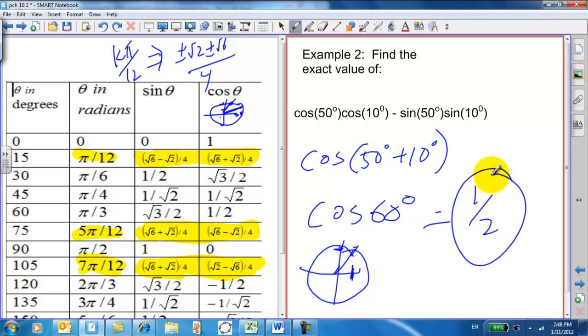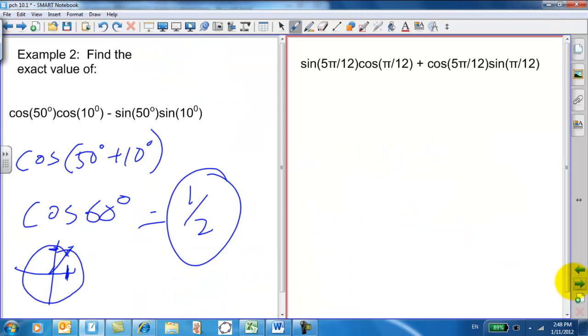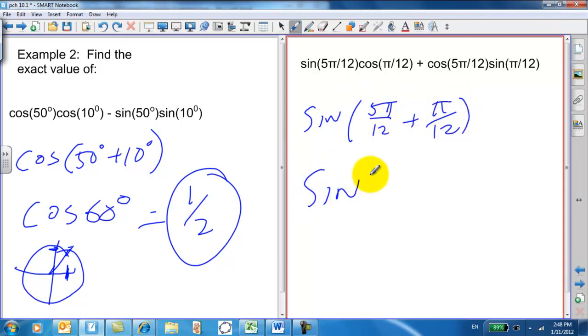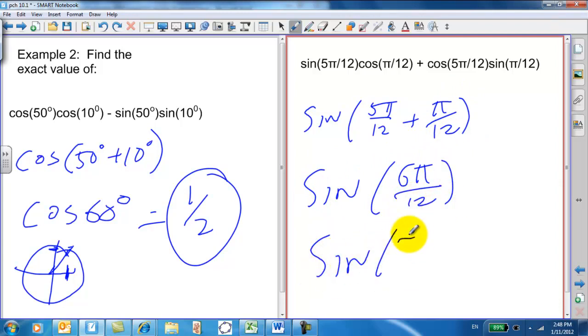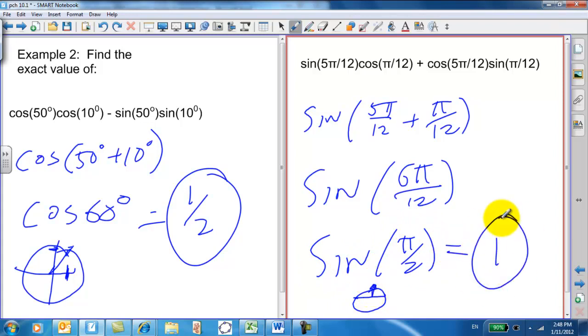This next test, no calculators allowed in Chapter 10. Similar thing going on here. This is the sine of a sum of angles expanded out, and it ends up being the sine of 5 pi over 12 plus pi over 12. So that's the sine of 6 pi over 12, or the sine of pi over 2, which, you look at your unit circle, you go straight up, the y-coordinate is 1.